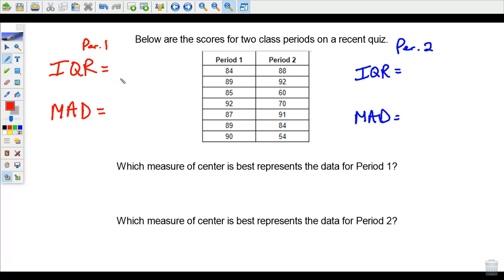So for period 1, my calculations gave me an IQR of 3.5 and a mean absolute deviation of 2.3.